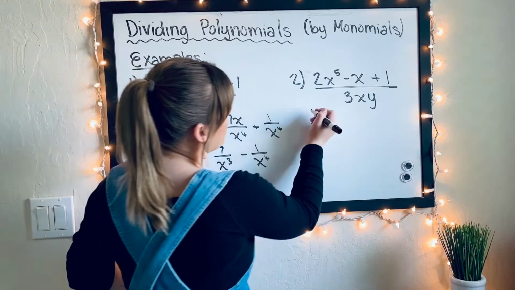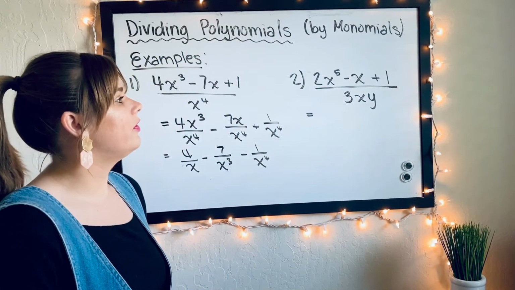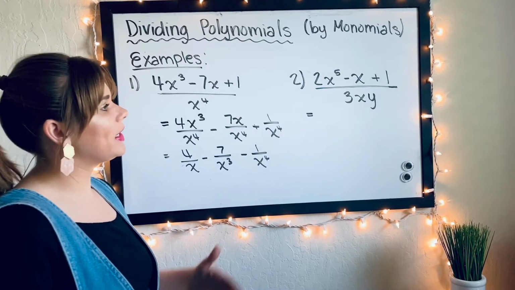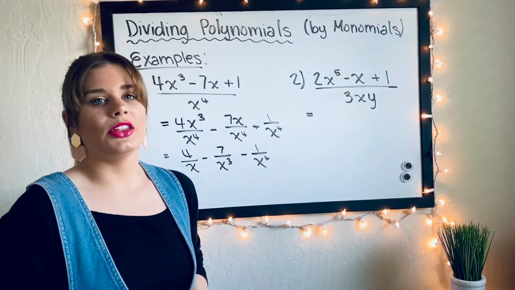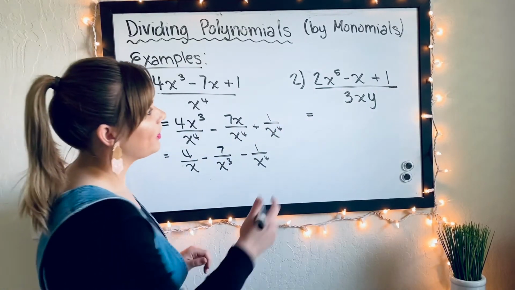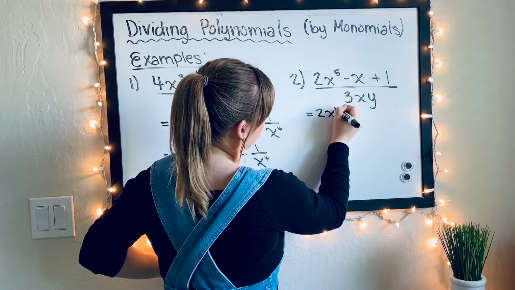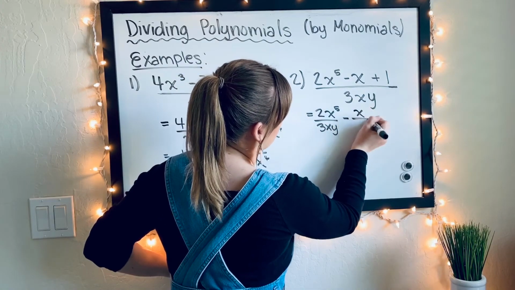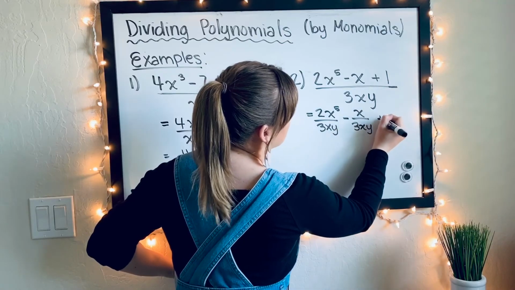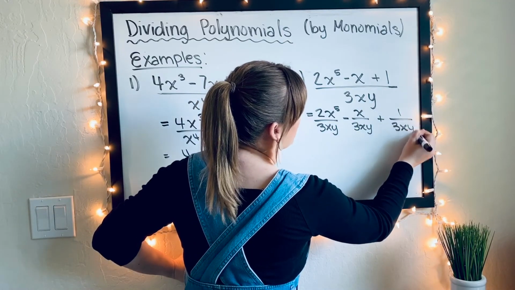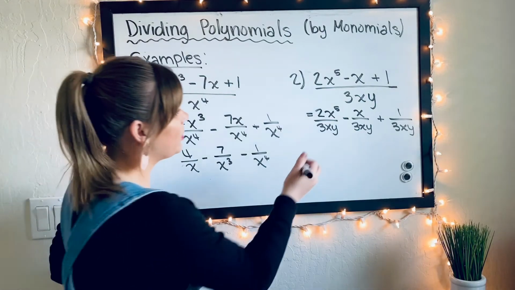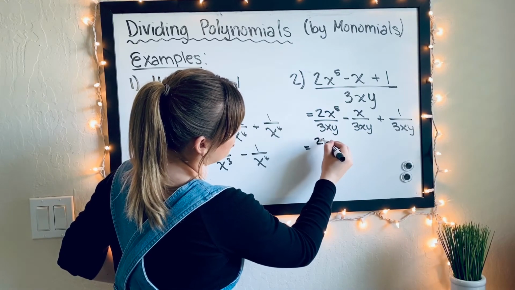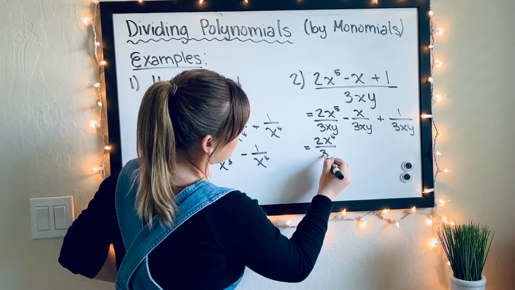Okay, number 2. This one's slightly different. So I have 2x to the 5th minus x plus 1 all over 3xy. So I'm going to do the same thing where I'm going to take each term in the numerator and I'm going to divide it by the denominator. So I have 2x to the 5th over 3xy minus x over 3xy plus 1 over 3xy. I'm going to do a little bit of cleaning up here. So x to the 5th over x, what I'm actually just left with is 2x to the 4th over 3y.